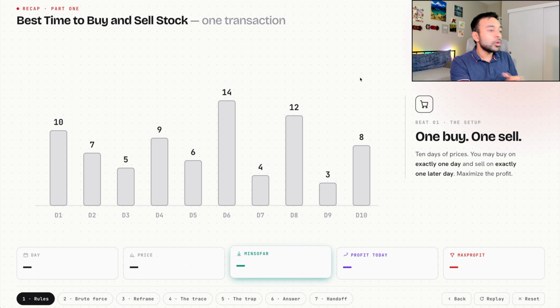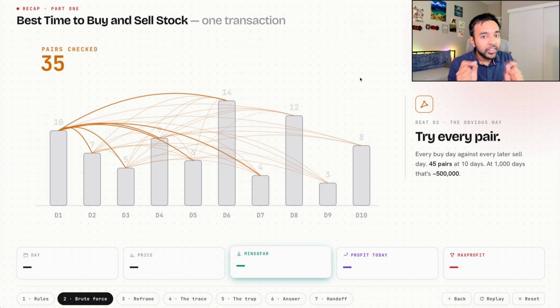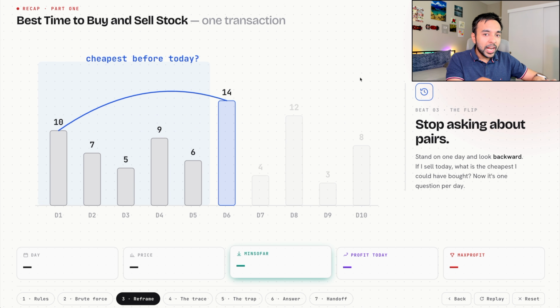Means you gotta buy your stock first and then you can sell it anytime that you like in the future. So when you try to think about this problem, let us say you have such variance in the price of your stock. The most naive way that comes to your mind is that, okay, I'm gonna try out every pair. But you will soon realize that this is not an optimal solution. So what did we end up doing? Instead of checking every pair, we stopped and thought that, okay, if I am at a particular day, what is the cheapest I could have bought? If I'm buying at 10, then the profit is only 4. If I buy at 5, then I get more profit. This is the idea we go ahead with.